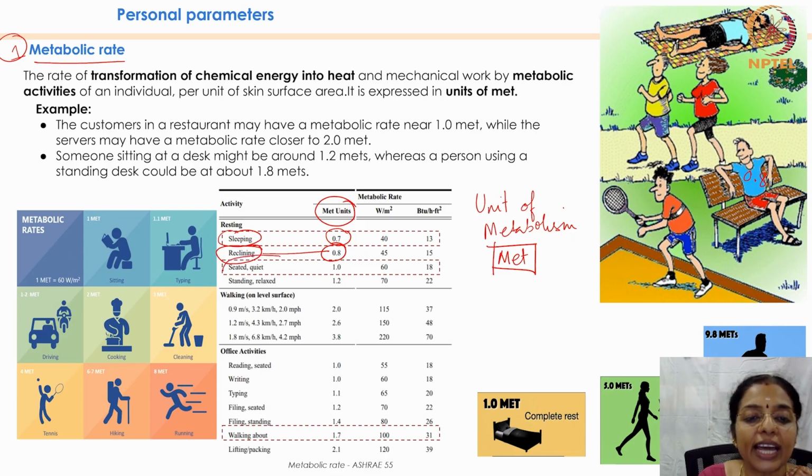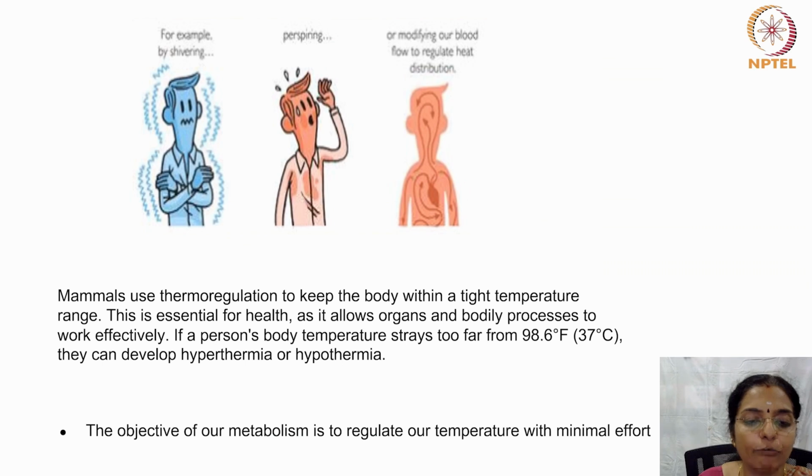Someone who's seated and quiet would have a MET of 1.0, whereas someone who's standing in a relaxed manner would have a MET of 1.2. Walking, depending on the speed: at 0.9 meters per second, the metabolic rate is 2 MET; at 1.2 meters per second, it is 2.6; whereas at 1.8 meters per second, it is 3.4 MET. There are certain office activities for which we can also have MET.